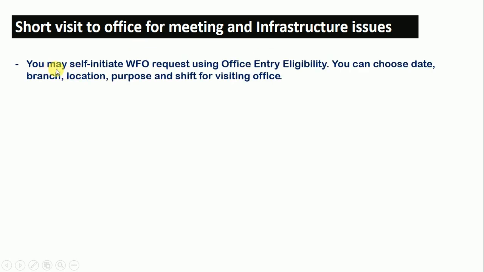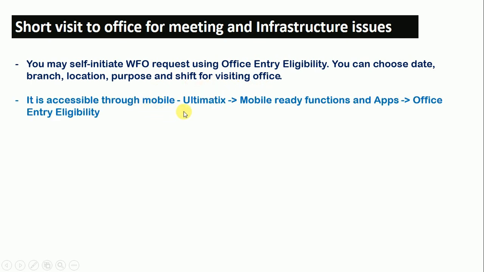First of all, you may self-initiate your work from office request using office entry eligibility. You can choose date, branch, location, purpose and shift for visiting office. It is accessible through mobile, Ultimatix, mobile ready function and apps, office entry eligibility. This path is mentioned by them.